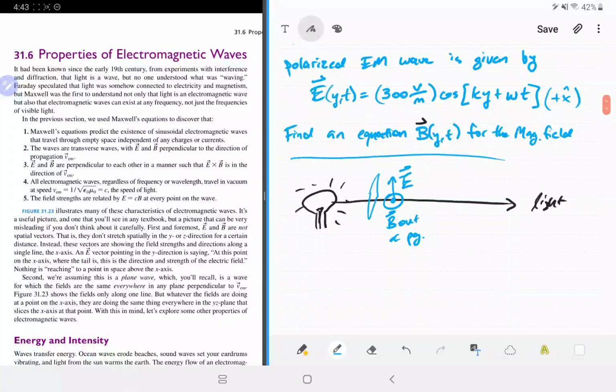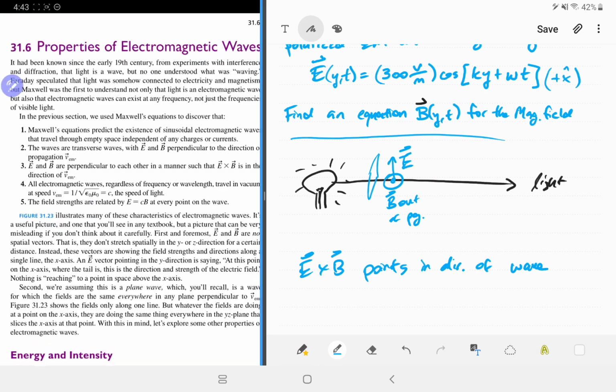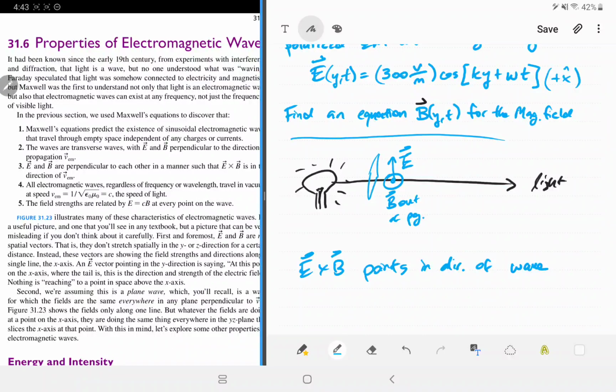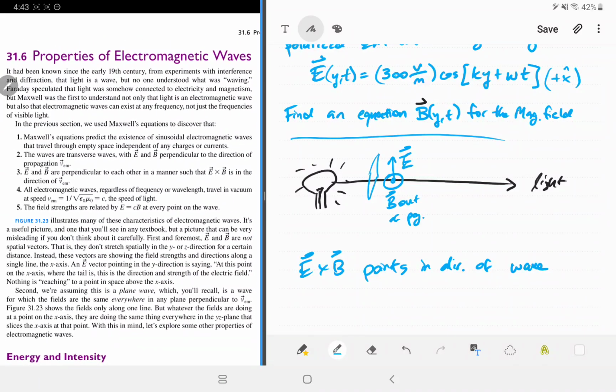And how did I know to draw it that way? I know that E cross B has to point in the direction of the wave. So with E up, I have to choose B out of the page in order for them to be mutually orthogonal, and for E cross B to point in the direction of the light wave. If you look on the left right here, that's exactly what properties 2 and 3 have to do with. So E and B are perpendicular to the direction of propagation, and they're perpendicular to each other.